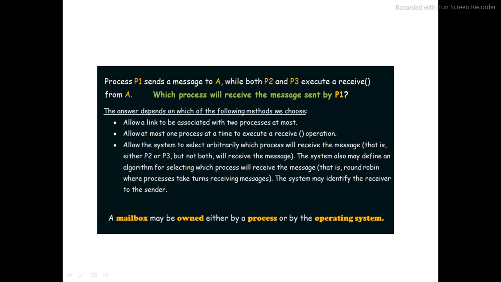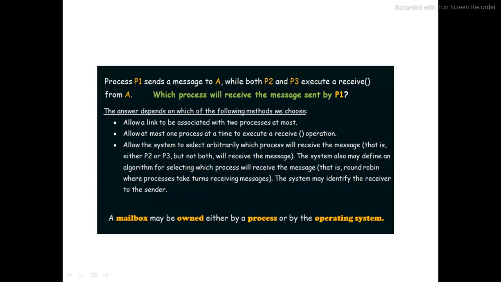Or we can choose a method in such a way that only one receiver can receive a message at a time. The next solution is to allow the system to select the receiver arbitrarily. Suppose there are different receivers, then the system will choose which one has to receive the message, and the sender is notified who the receiver was. The system can implement this using a round robin algorithm or something similar.